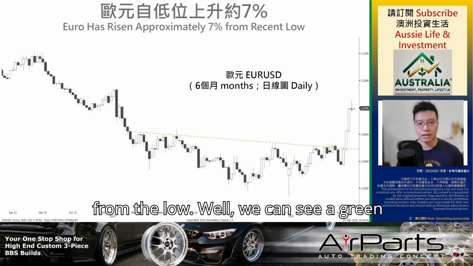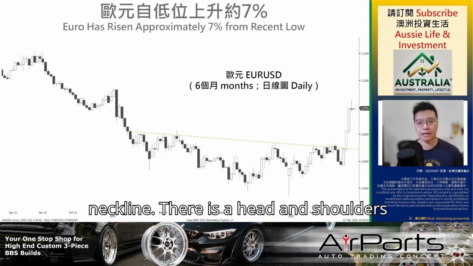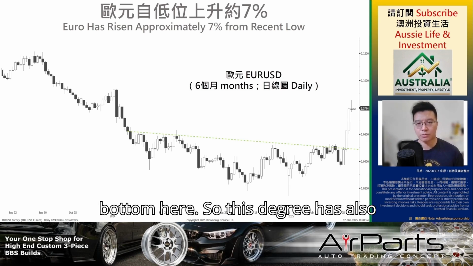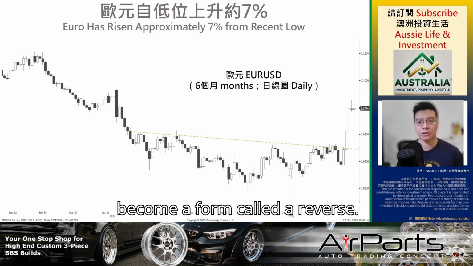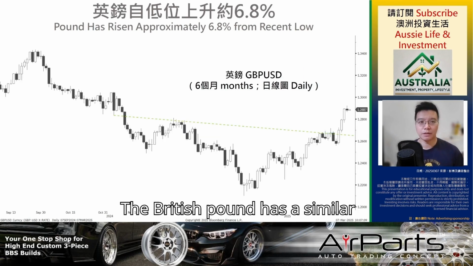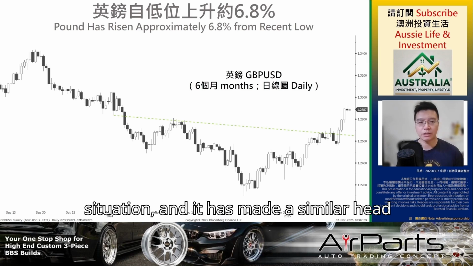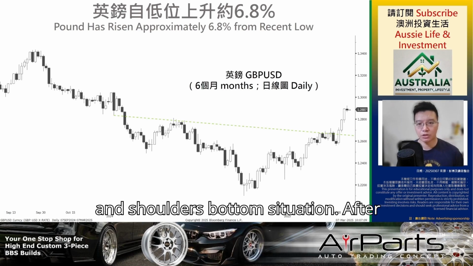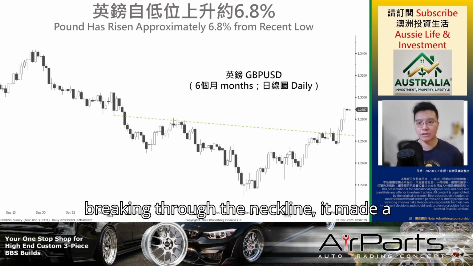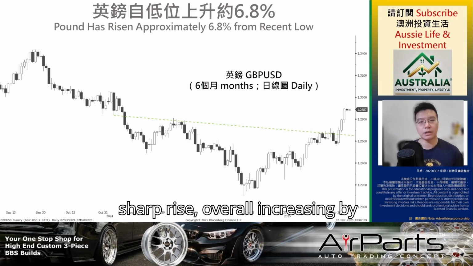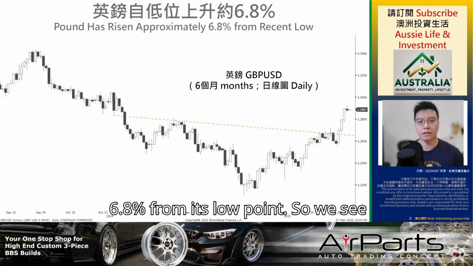Well, we can see a green dotted line here, which is like a neckline. There is a head and shoulders bottom here, so this has also become a form called an inverse head and shoulders. The British pound has a similar situation, and it has made a similar head and shoulders bottom. After breaking through the neckline, it made a sharp rise, overall increasing by 6.8% from its low point.